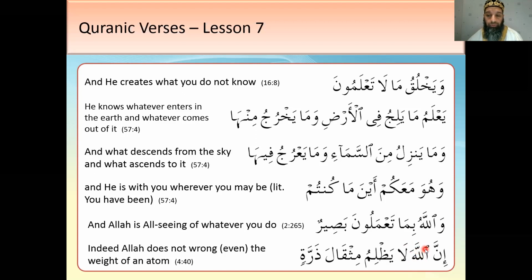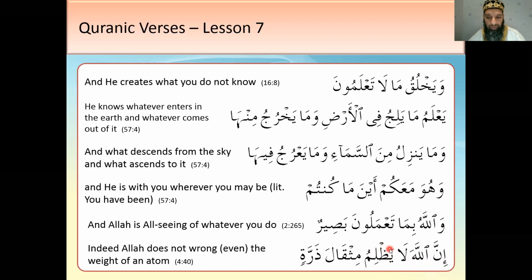Allah. What's Allah mean? Indeed, Allah. La means not. Yadlimu. Okay? Yadlimu. Especially non-Arabs, look at this one. Yadlimu. What is the root word here?